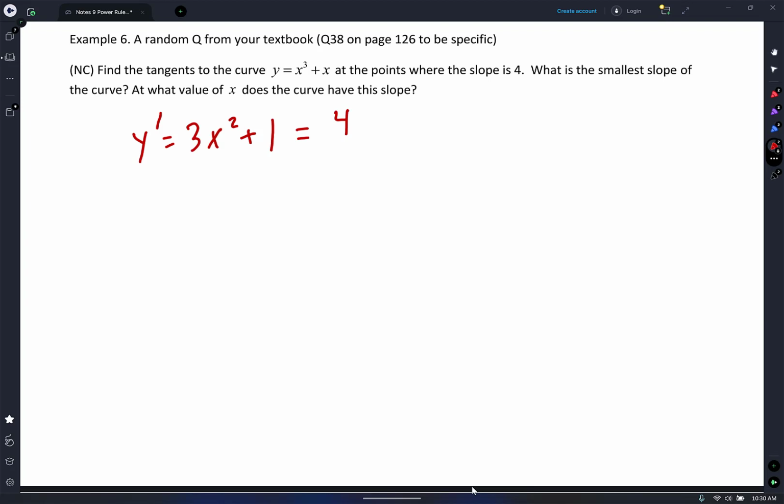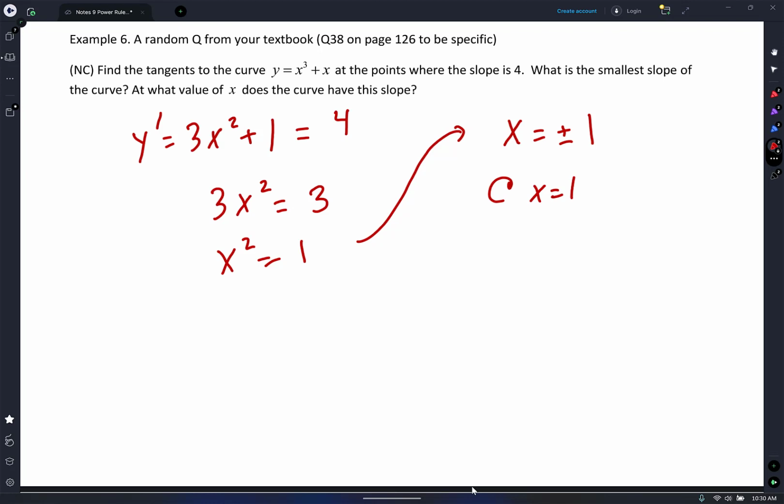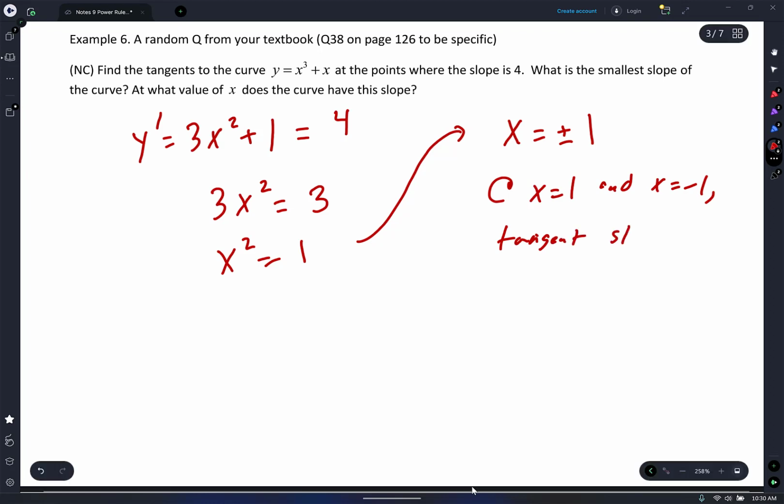I'm just going to subtract 1 from both sides, so 3x squared equals 3. I can divide both sides by 3, so x squared equals 1. And then finally I take the square root, so x equals plus or minus 1. So when x is positive 1 and negative 1, I have a tangent slope of 4. Are we okay? Now let's answer the second question. At x equals 1 and x equals negative 1, the tangent slope is 4. So there, I answered the first question.